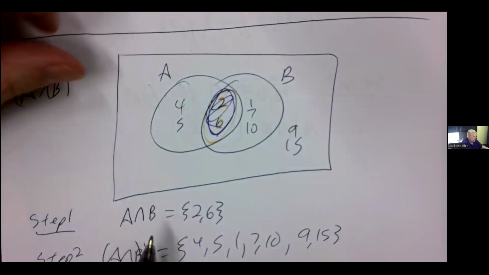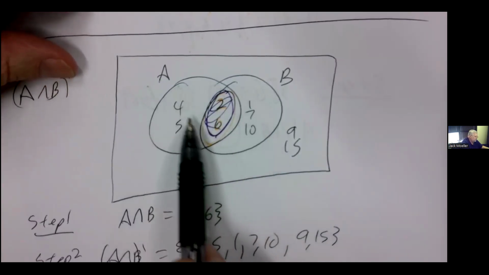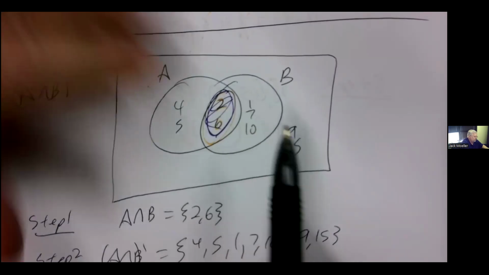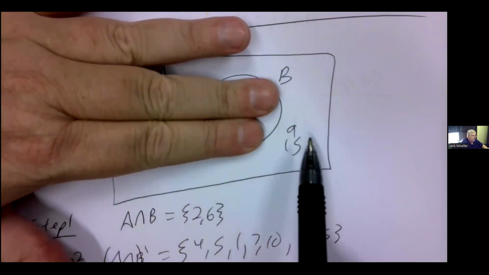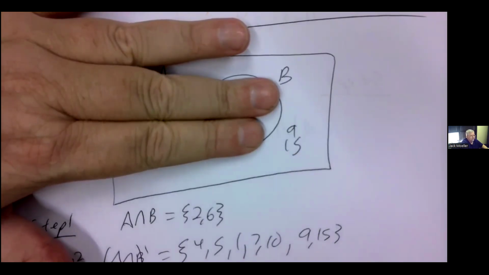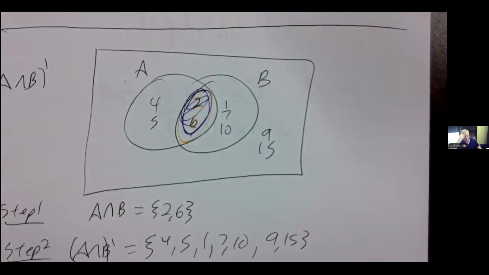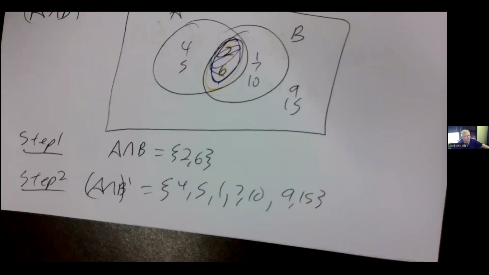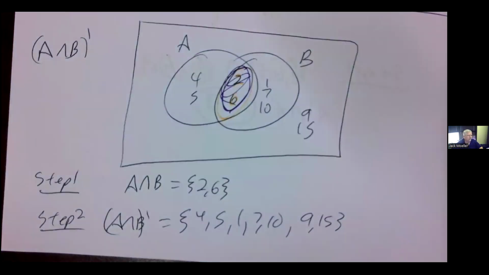If this was union instead of intersection, the union would be everything inside the circles. So it'd be 4, 5, 2, 6, 1, 7, 10. The complement would be everything but that. So the complement of the union would be 9 and 15. There's a variety of different ways we can ask these questions, even with a two-set Venn diagram. Again, this is how you show your work. Write down the first step, and then go from there.